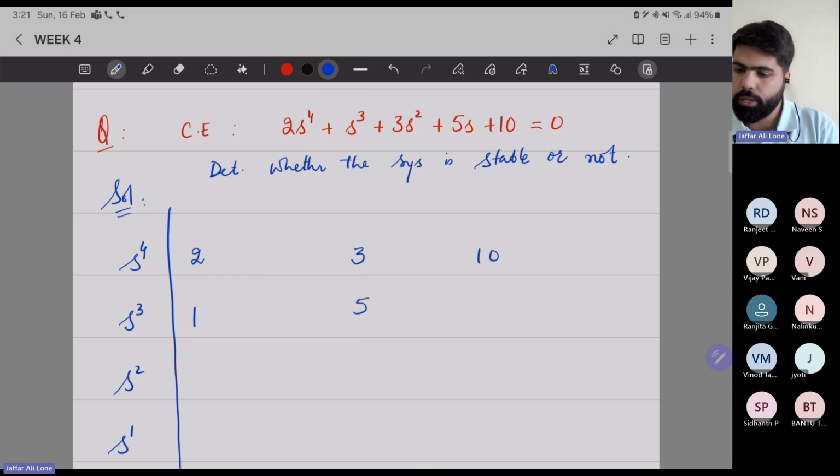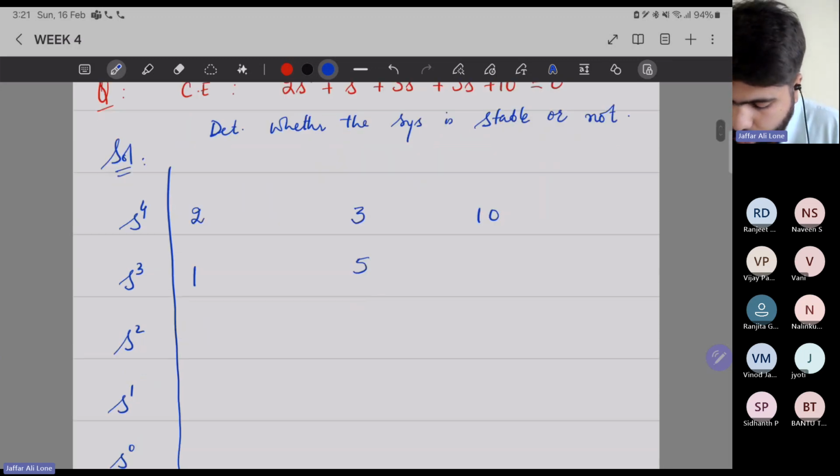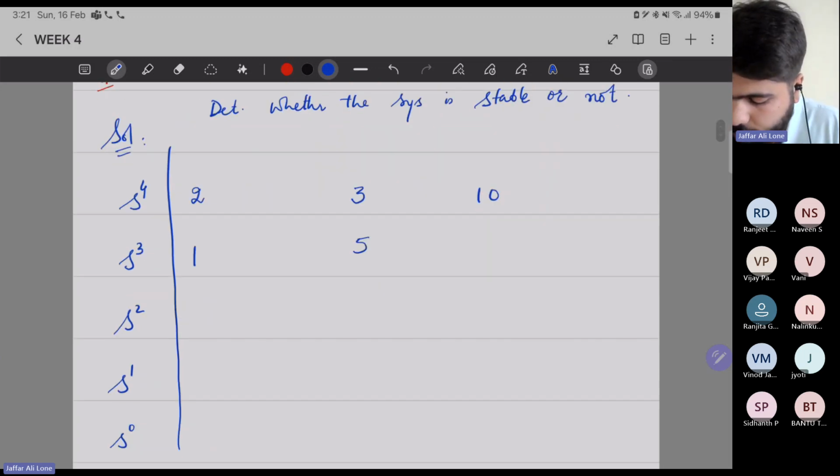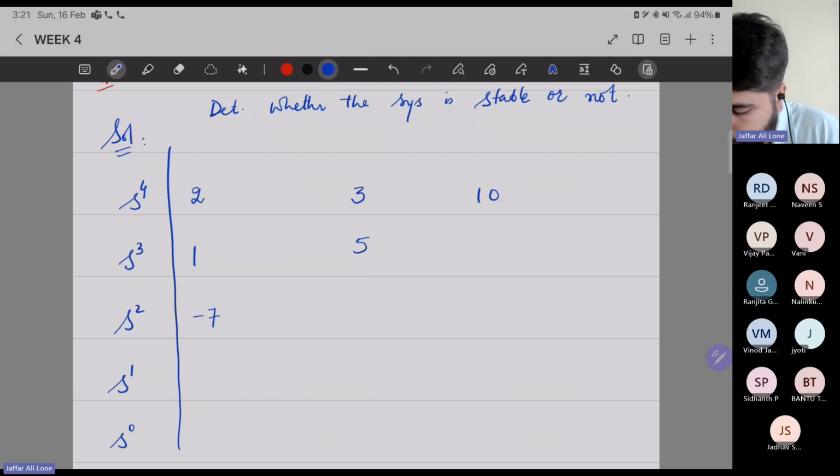How many sign changes? How many roots are in the right half? There are two roots in the right half. Okay, help me populate this row, so that others will also understand. Now S2 will be (1 into 3 minus 5 into 2) over 1. It will be 3 minus 10, that is minus 7. Similarly, we have (1 into 10 minus 0) divided by 1, so it will be 10.